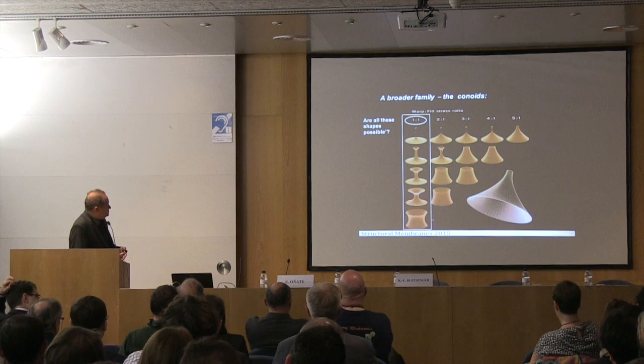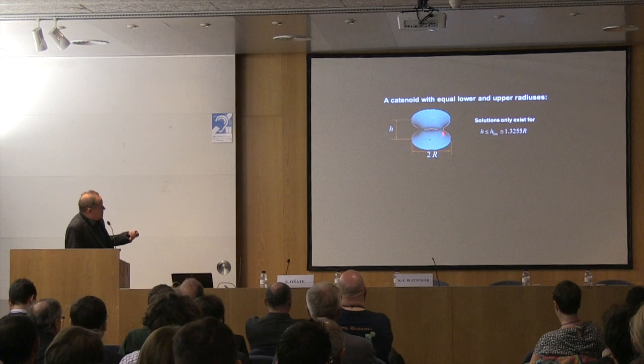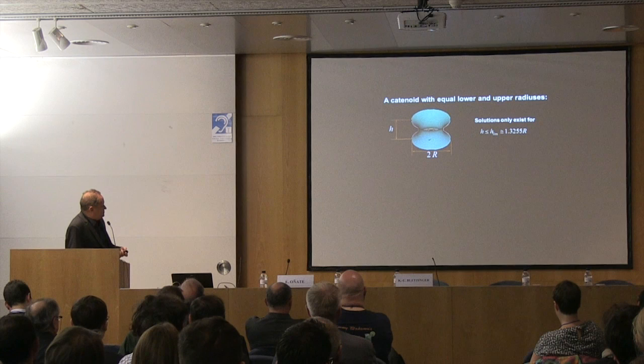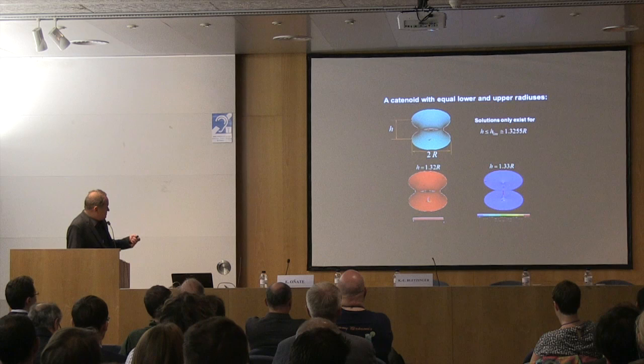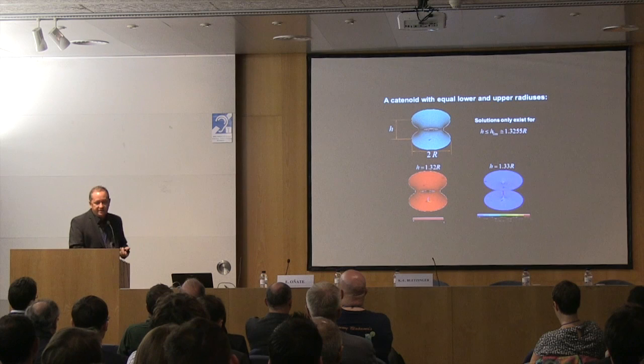Well, let's consider a catenoid with equal lower and upper radius. It can be shown that solutions for this problem exist only for a limit h, a limit distance between the rings, 1.32 something times the radius. Now, here is the solution for a distance just below this threshold. And here is the result of the numerical method just above this threshold. It diverges. We keep iterating, and finally we will have a numerical overflow, and the mesh all distorts.